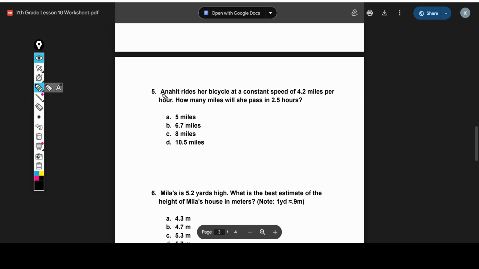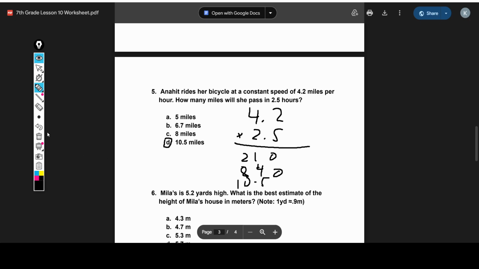Next, Anahi rides her bicycle at a constant speed of 4.2 miles per hour. How many miles will she pass in 2.5 hours? Once again, we just multiply. You'll end up with 10.5. So that gives us option D.